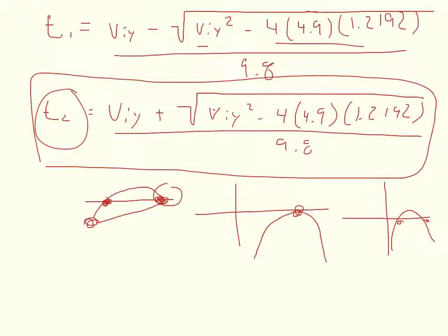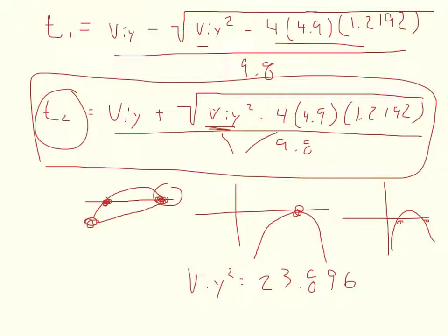So we have here 4 times 4.9 times 1.2192, and that equals 23.896 roughly. So we're saying if v initial y squared equaled that number, we would have basically 23.8 minus 23.8. And that gives us our first clue to the answer as well.